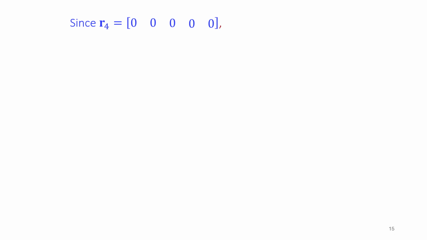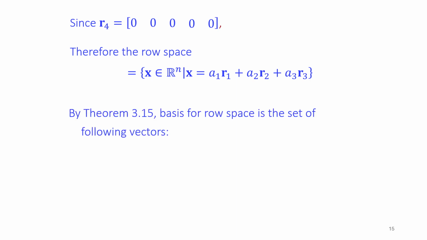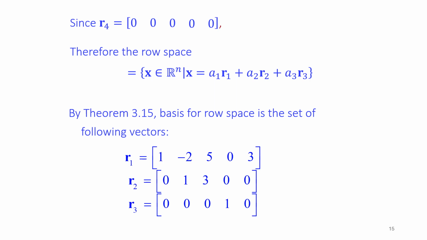R4 doesn't contain the leading one. That is why R4 is not one of the row vectors that form a basis for the row space. This is the row space, and by the theorem, these three row vectors form a basis for the row space because they contain the leading one.